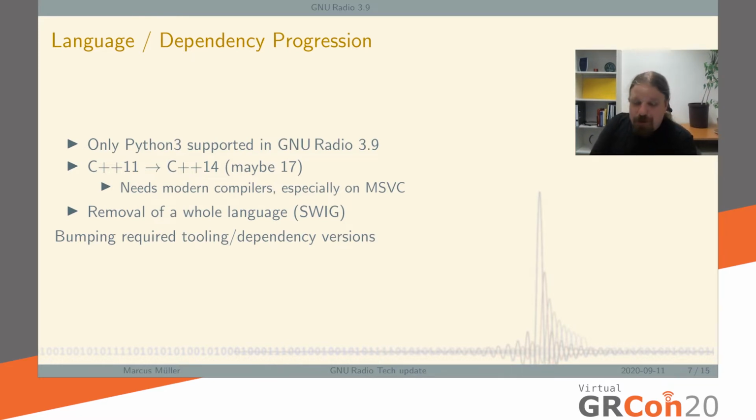So as said, we've dropped Python 2. We'll not drop Python 3, I promise. At least not very soon. We're progressing away from C++11 to C++14 or 17. Which one we pick depends a bit on the compiler situation. So we're still evaluating that. And we're removing a whole language, namely SWIG. And that allows us and requires us to bump a few dependencies, but those are details. Basically, Boost, you need a bit of a modern compiler, you need a bit of modern CMake. It's more or less it. So 3.9 will not be much harder to build or easier to build than 3.8.